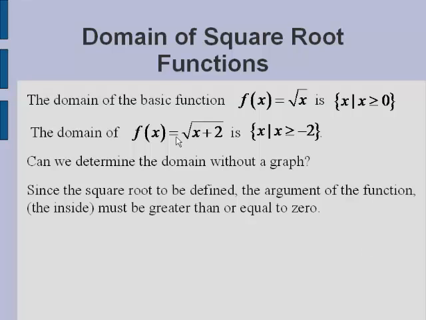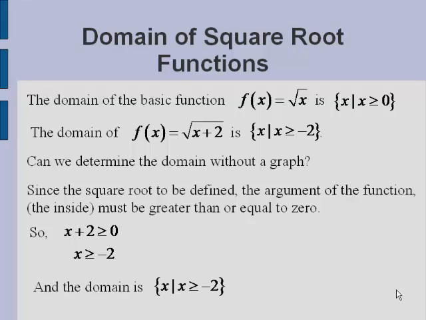So if we were to look at this function, f of x equals the square root of x plus 2, we could say that we need x plus 2 to be greater than or equal to 0. Solving this inequality, x must be greater than or equal to -2. So the domain is the set of x such that x is greater than or equal to -2. It's not so bad.